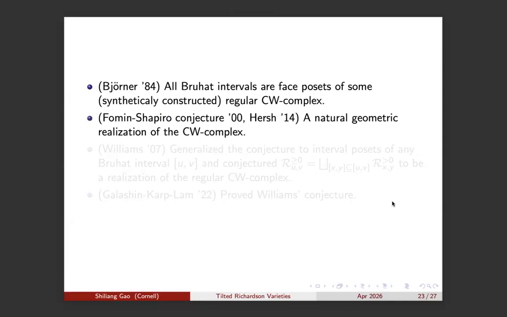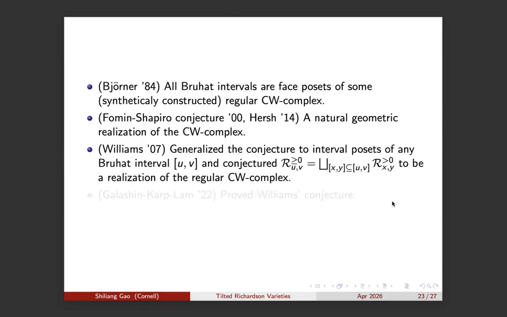So Fomin and Shapiro, back in 2000, gave a conjectural description of a natural geometric realization of the CW complex using the notion of total positivity. And the Fomin-Shapiro conjecture was proved by Patricia Hersh back in 2014.